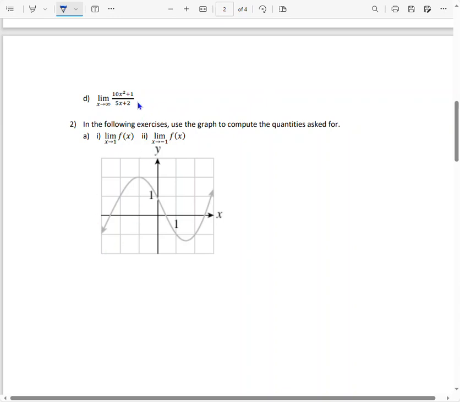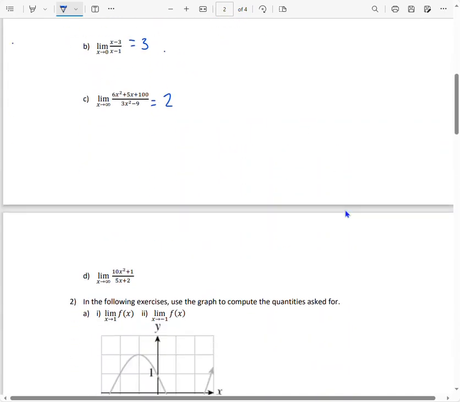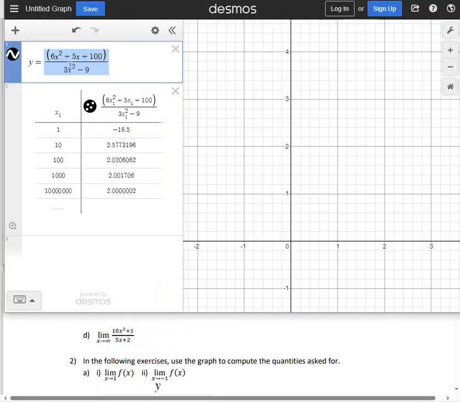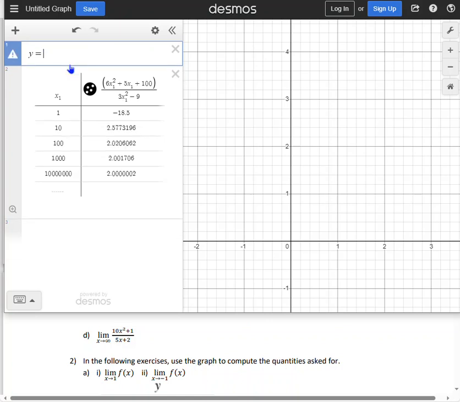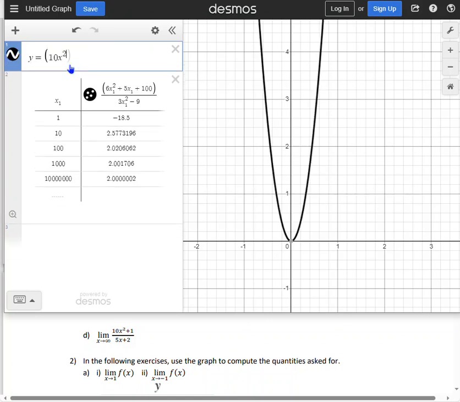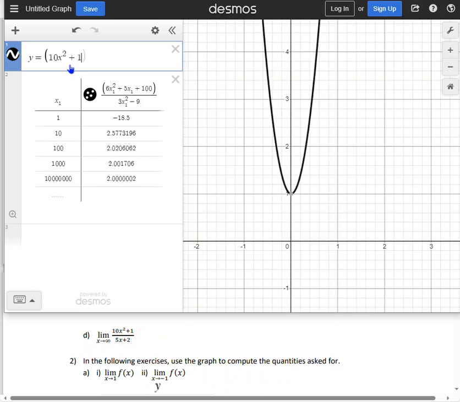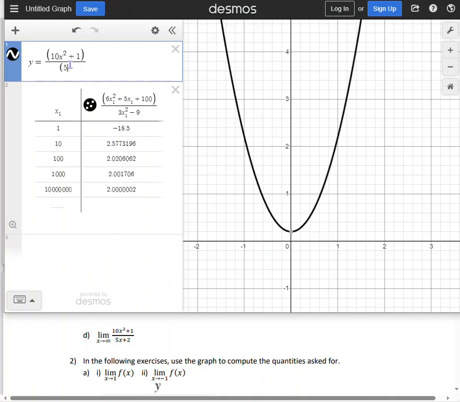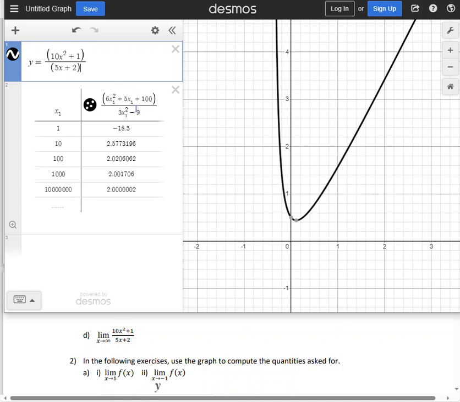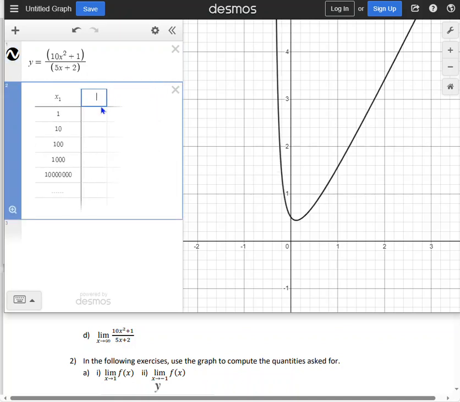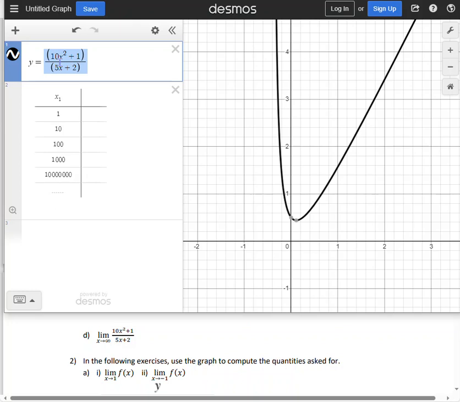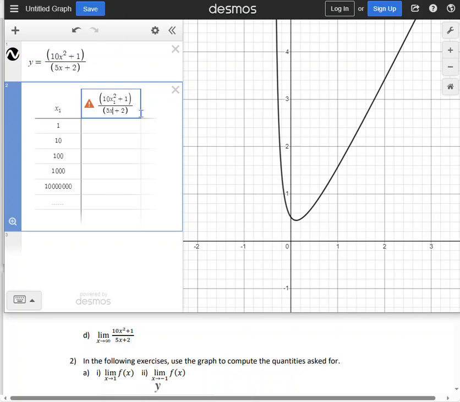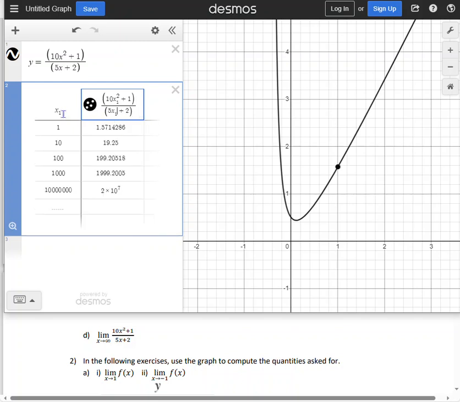I'm going to show you all of them, what it might look like on your tables as you do them as well. All right, so last one I'm going to type in, I hope, 10x squared plus 1 divided by 5x plus 2, and I decided to use parentheses here. We'll delete that. Take this one. Remember to put in our 1s because that's what our input form takes.